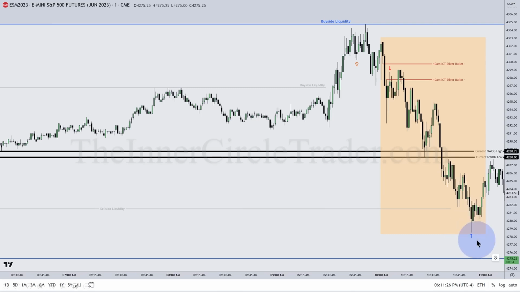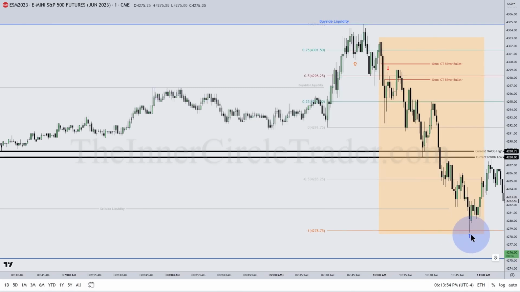And I'm going to tell you how that low would be significant. Do you take the high here and add your fib to it here and draw it down to that low? One standard deviation would be 4278.75. That's a pretty handsome objective.